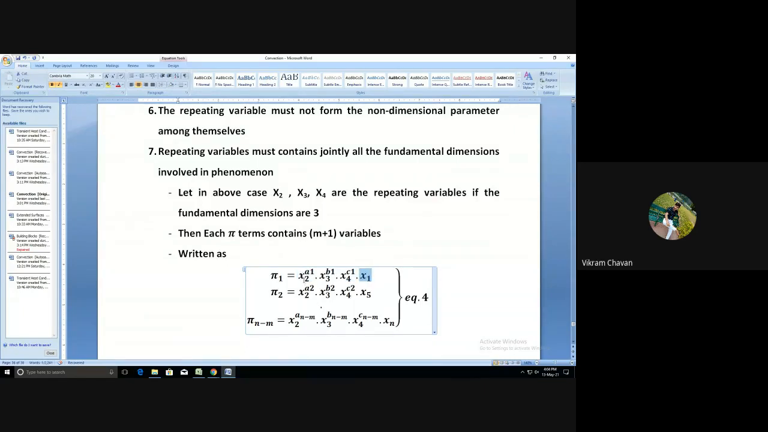Okay, now we have to provide arbitrary values to the rest of the factor, that is nothing but x2 raised to a1 multiplied by x3 raised to b1 multiplied by x4 raised to c1.